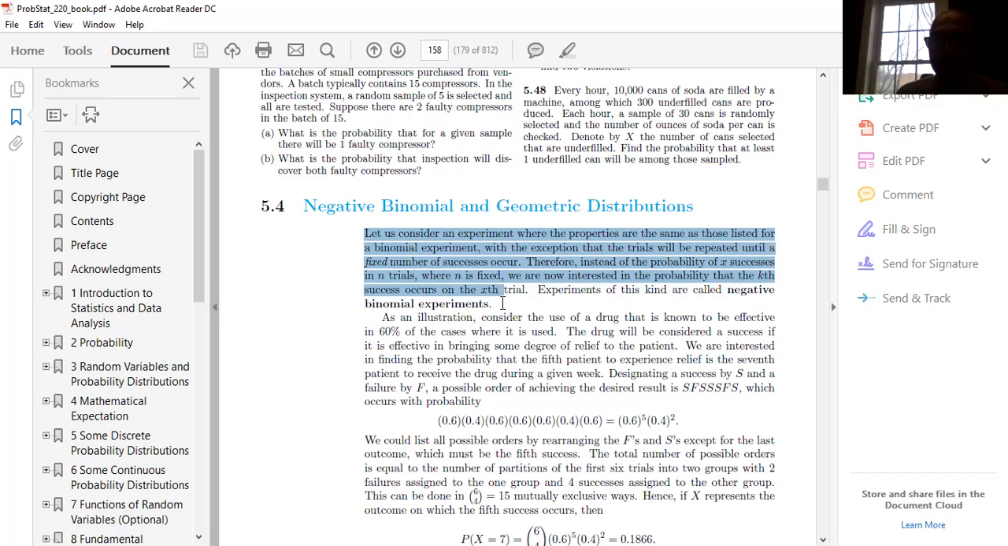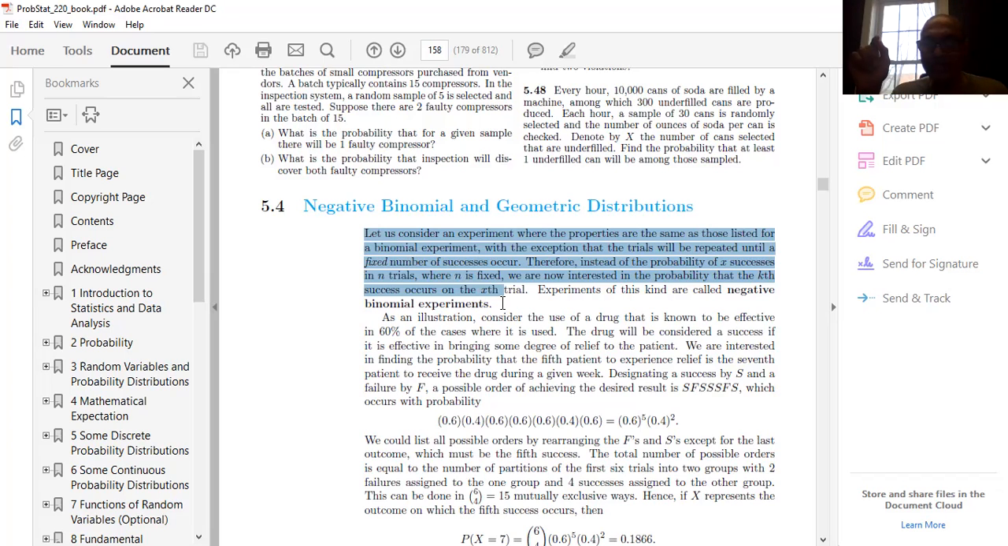So let us consider an experiment where the properties are the same as those listed for a binomial experiment, with the exception that the trials will be repeated until a fixed number of successes occurs. This is more important. Just look at this one. Whenever you are looking for a fixed number of successes, usually we go for the negative binomial distribution. Therefore, instead of the probability of x successes in n trials, where of course n is fixed, now we are interested in the probability that the kth success occurs on the xth trial.